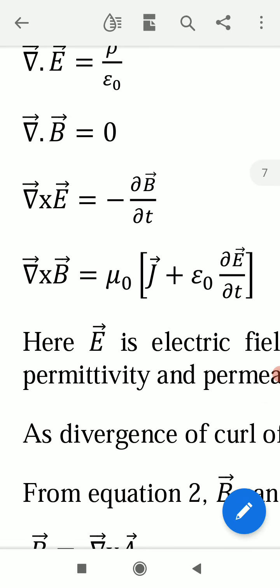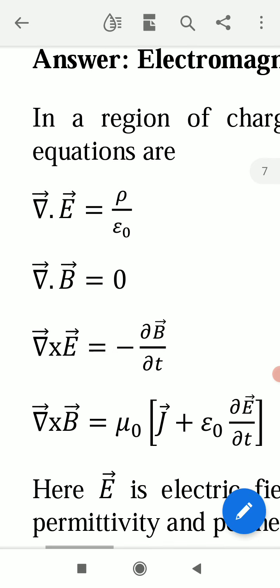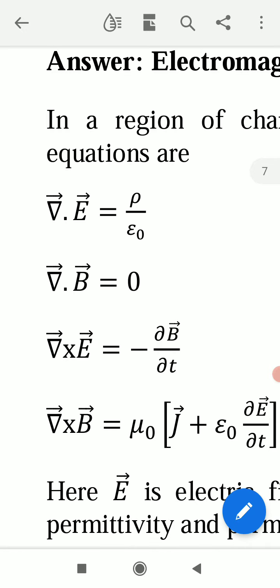So remember these 4 Maxwell equations. First 2 equations are for divergence of E and divergence of B, and third and fourth equations are for curl E and curl B, del cross E and del cross B. These are curl E and curl B. Del dot E and del dot B are known as divergence E and divergence B.